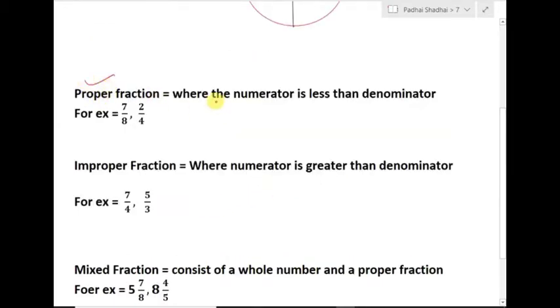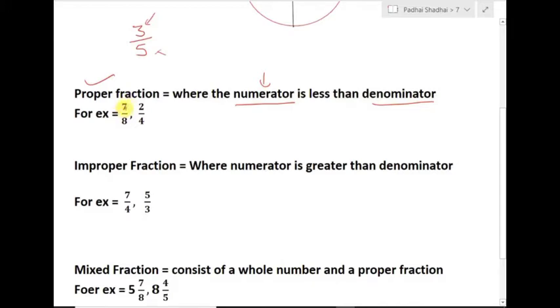Now, types of fractions, beta. First one, proper fraction. In a proper fraction, the numerator is less and the denominator is bigger. First of all, let us understand what is numerator and denominator. The number above, on the top, is known as the numerator, and the number downside is known as the denominator. So when the numerator is less and the denominator is bigger, that type of fraction is called a proper fraction.